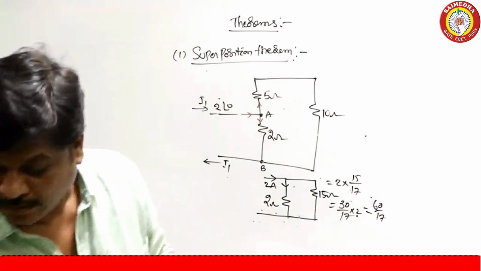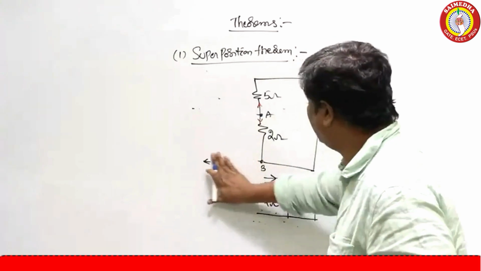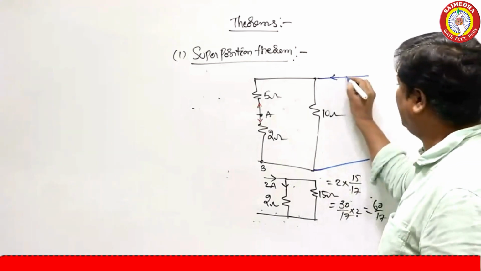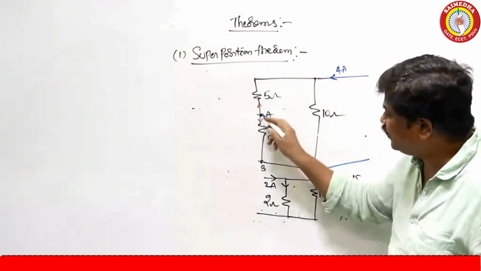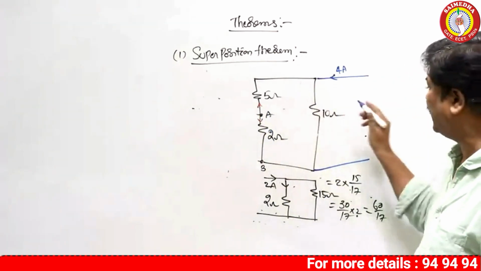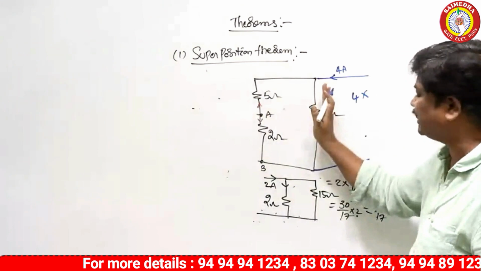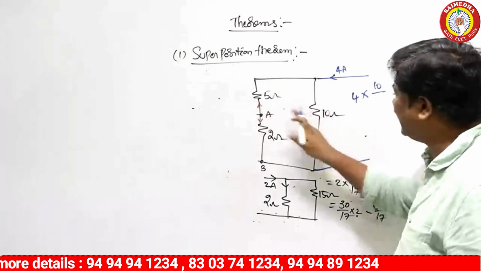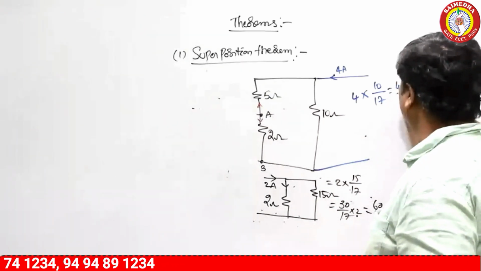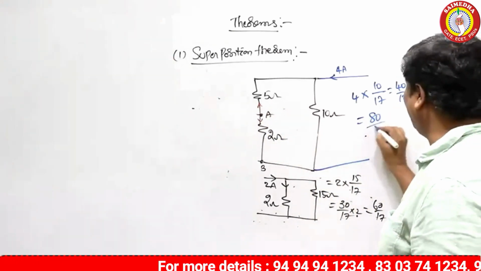Similarly, for the same problem, you can make this 0. Second one, you apply the current here, this is 4 amperes. You need the voltage across this one. For voltage across this one, we again apply the current divider formula. 4 into opposite resistance, 10 divided by 10 plus 7, 17. That is 40 by 17. What about the drop here? Into 2, 80 divided by 17.